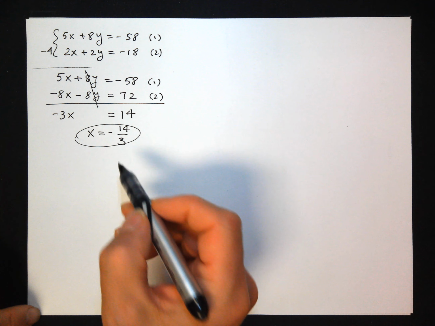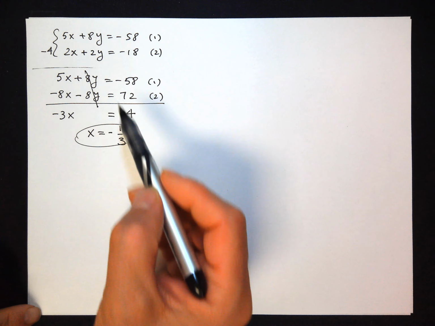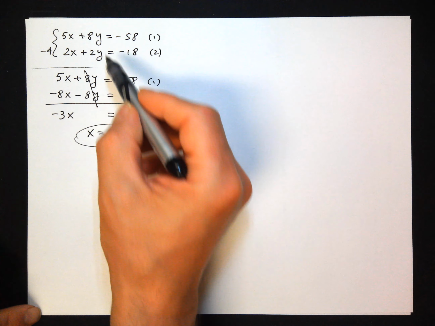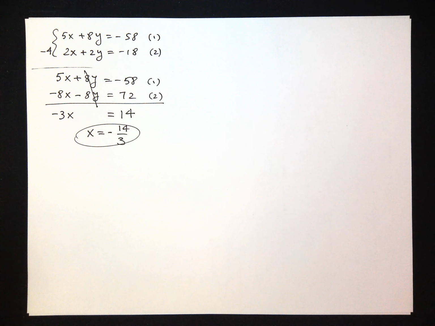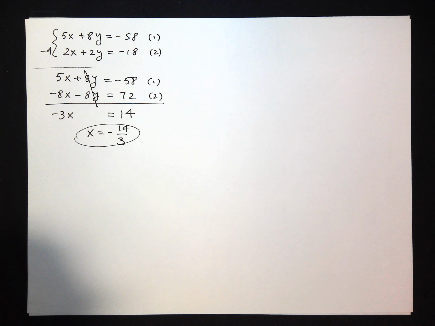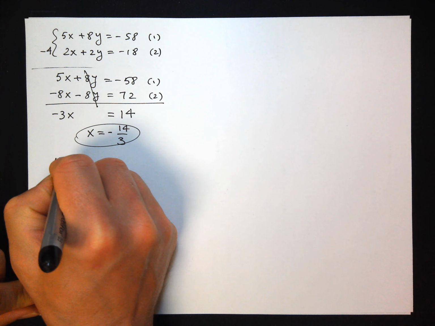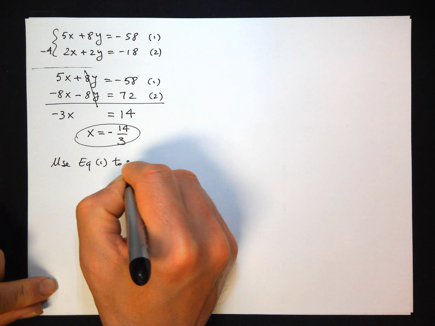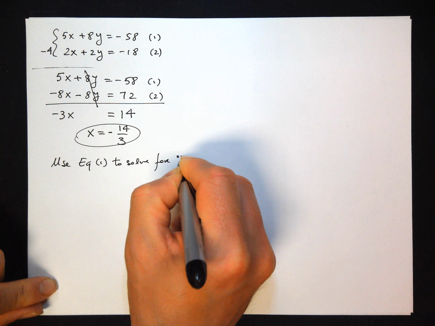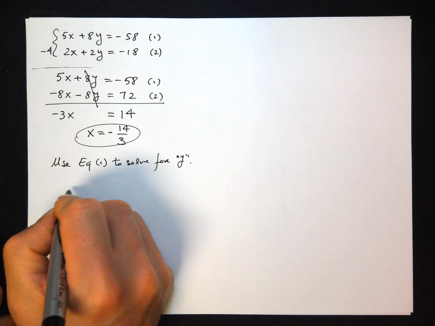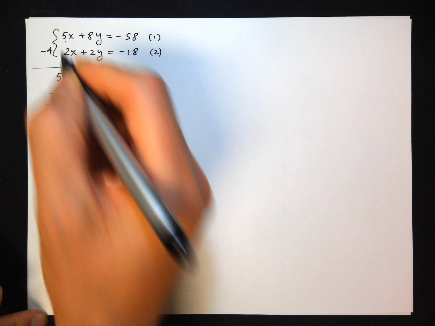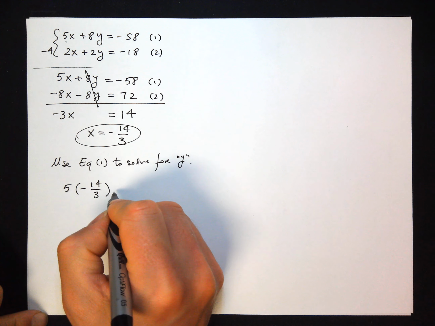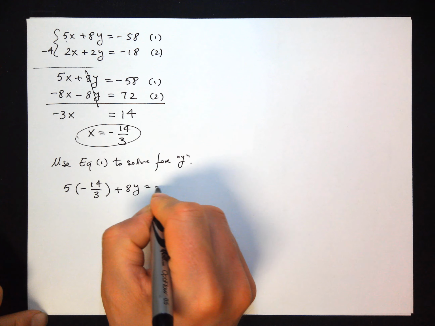Okay, so because I found one of the two variables, I can use either the first or the second equation, plug in for x, and then I can find the y. So it's up to us which one we pick. It doesn't really matter. So at random, you can use equation 1, if you like, to solve for y. We have the x, so we're going to say 5 times negative 14 over 3, and then plus 8y equals negative 58.